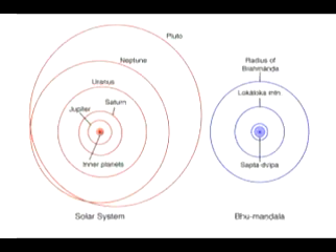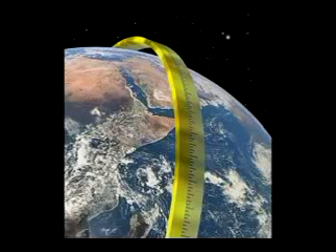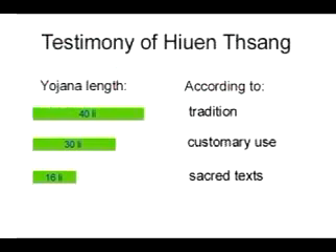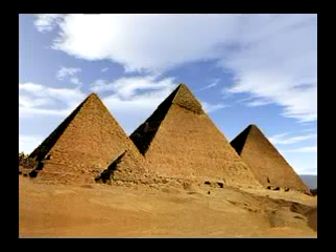This yojana length is connected with accurate knowledge of the degree of latitude, and this requires accurate knowledge of the size and shape of the Earth. The historical evidence for the size of the yojana involves Greek and Chinese reports on distance measurements in India. It ties in with extensive evidence for the existence of scientifically defined measures in ancient Egypt and the Near East.